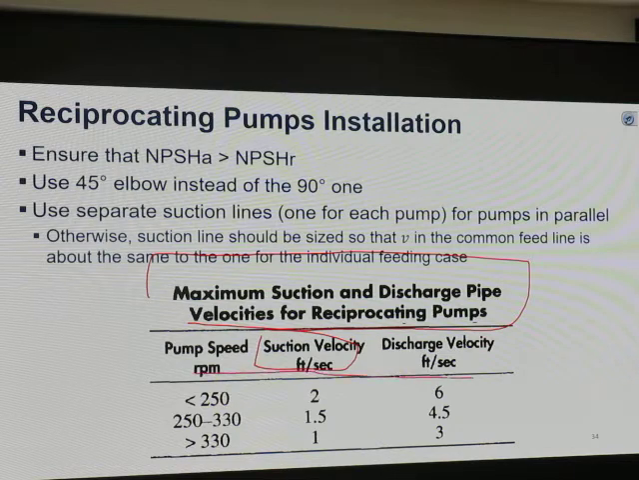Why do I want you to look at this number? This is a typical value of the velocity that is recommended. If your velocity inside the pipe is 20 feet per second, there's something wrong with that. See what I'm saying? So this gives you some idea of the range. What should be the pipe size that connects to the pump? Of course, the pump manufacturer will tell you the pipe size, but this is a typical value of the velocity.